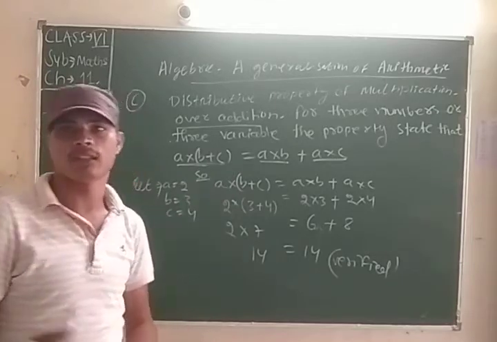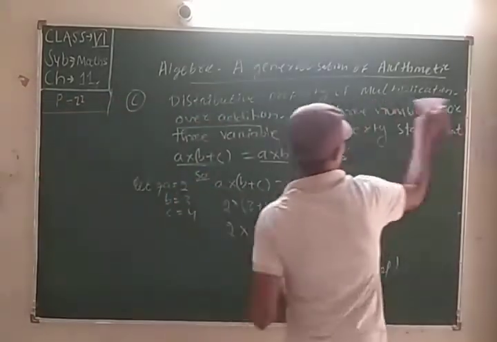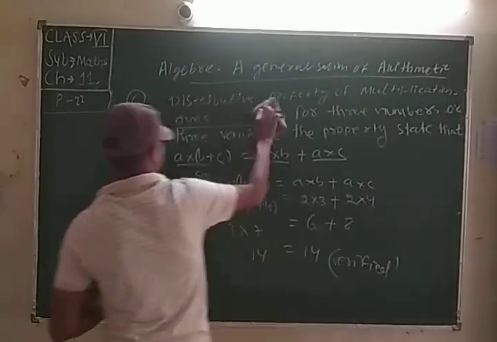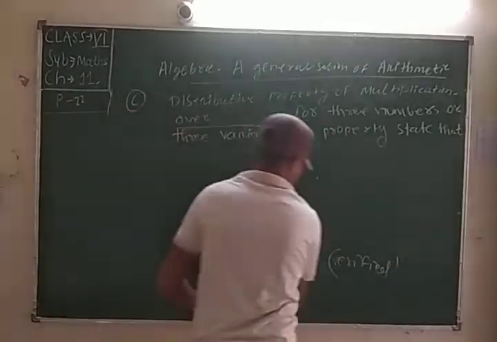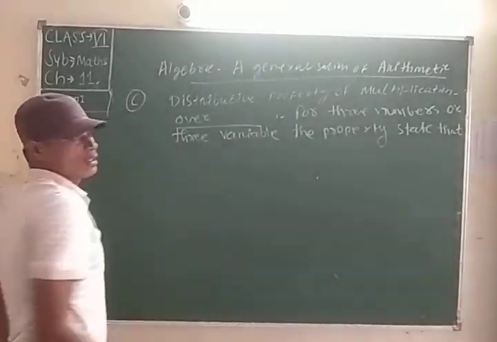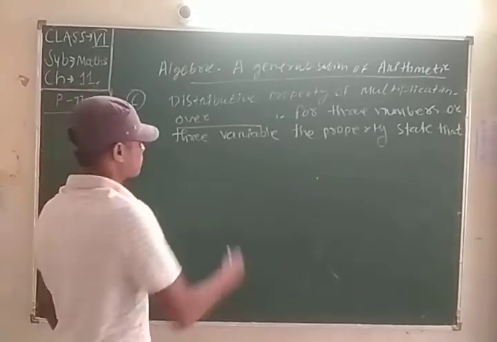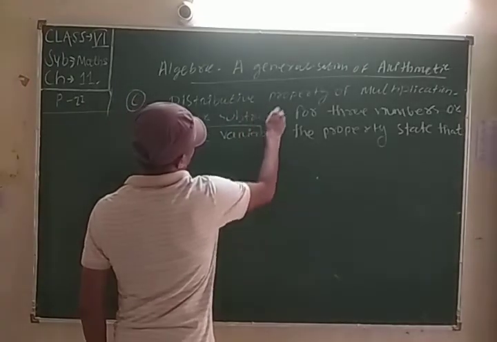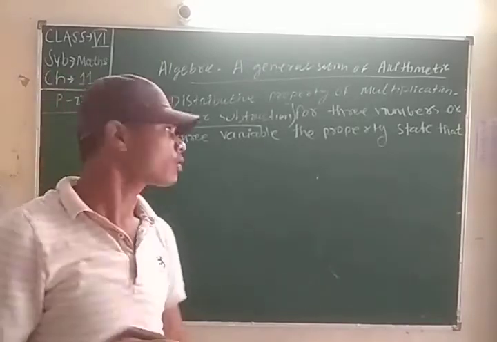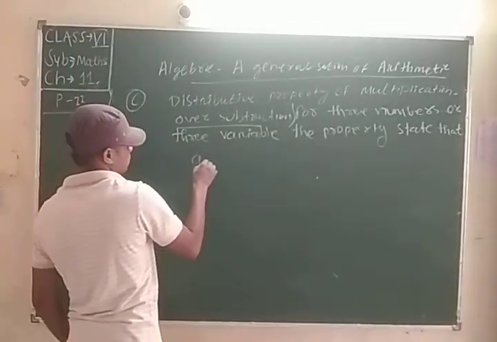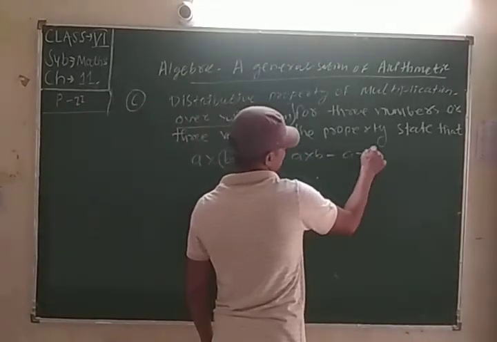Now we learn the first distributive property over addition, and after that, over subtraction. Multiplication over subtraction. First you learned about the distributive property over addition. Now we learn about it over subtraction. So we can say a into b minus c equals a into b minus a into c.